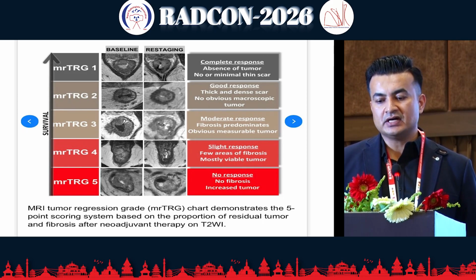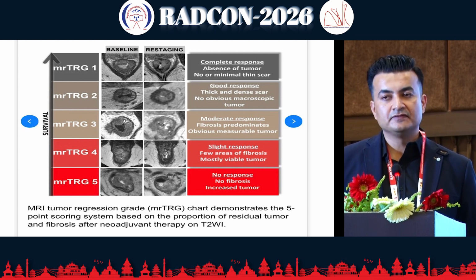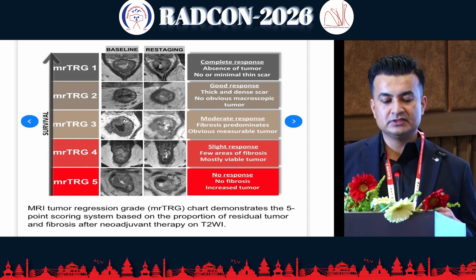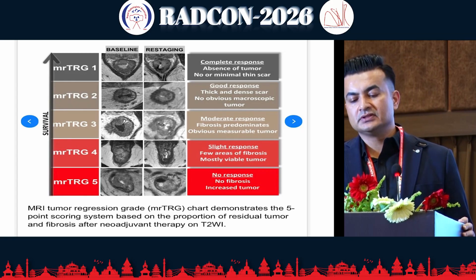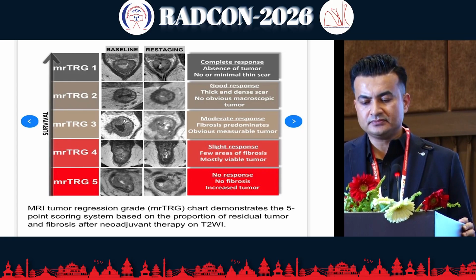2, there is a dense scar. However, on diffusion, there is no restriction, no lesion. 3, there is a scar with restriction on diffusion weighted. 4, there is more diffusion restriction. So this is how we see. 1, no lesion. 5, the complete lesion is there. 2 is only a scar, no diffusion restriction. 3, there is restriction, less than 50%. 4, there is more than 50%. So this is how we evaluate the rectal malignancy after chemoradiation.